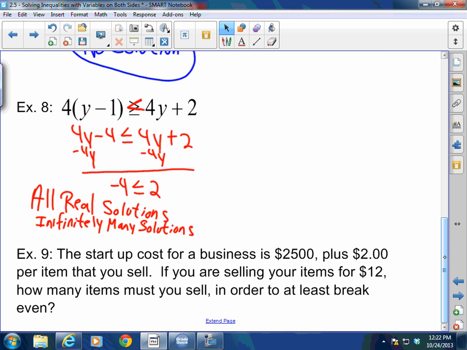Let's do another word problem. Come again? How is that equal? It's not equal. It's negative 4 is less than or equal to 2. And it is less than 2, so it does work. Thank you very much, son.